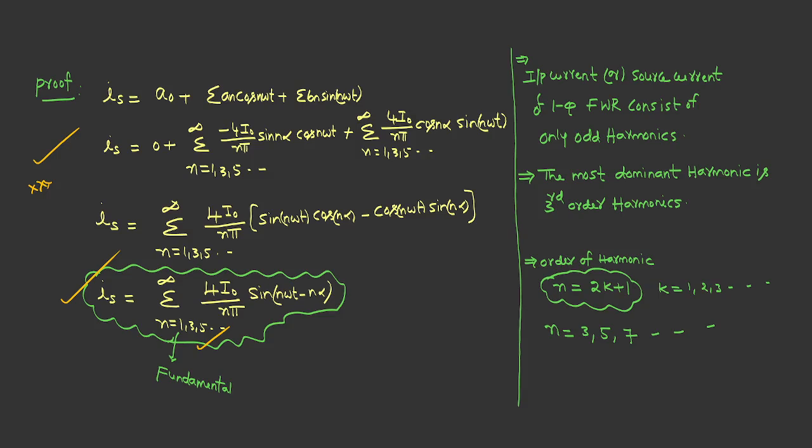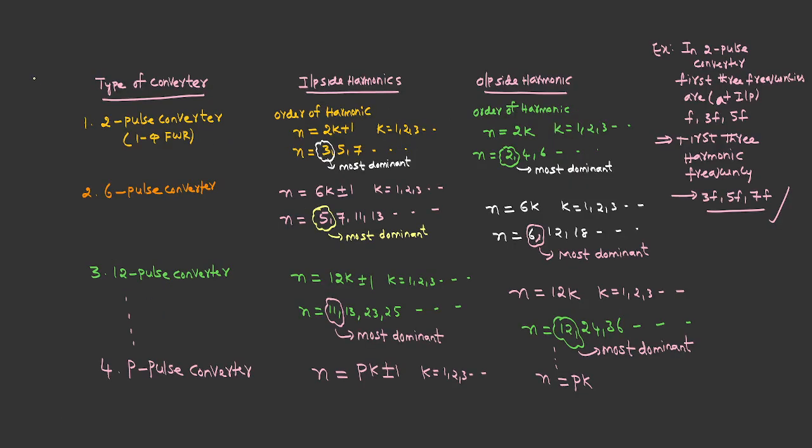Once it consists of only odd harmonics, which is the most dominant harmonic? The third harmonic is the most dominant harmonic. Then what is the order of harmonics? The order of harmonics equals 2k plus 1, that is 3, 5, 7 and so on. That is the input source current waveform, which harmonics it consists of. And this is an important observation that you have to concentrate on.